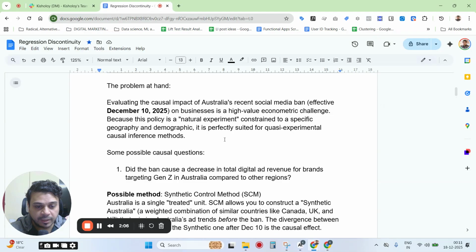And it's a high value econometric challenge, because causal inference and causal techniques are mostly born out of the econometrics background. Because this policy is a natural experiment constrained to specific geography and demographic, it is perfectly suited for quasi experimental causal inference methods. So Australia and 16-year-olds or below.